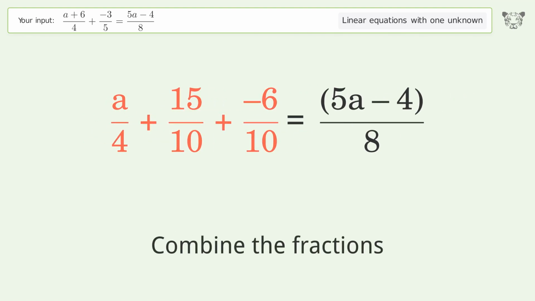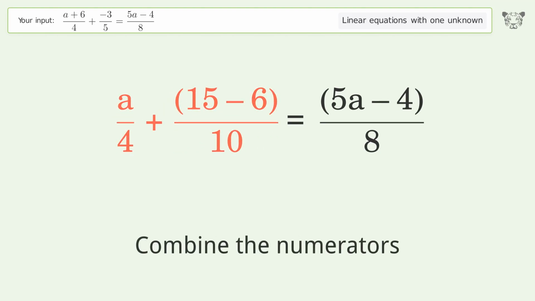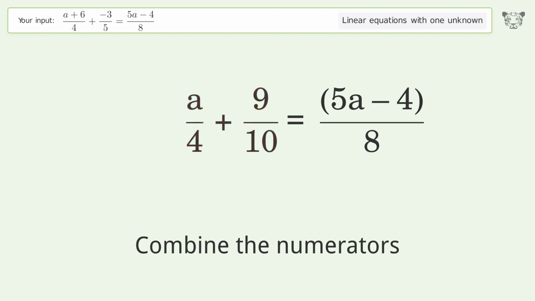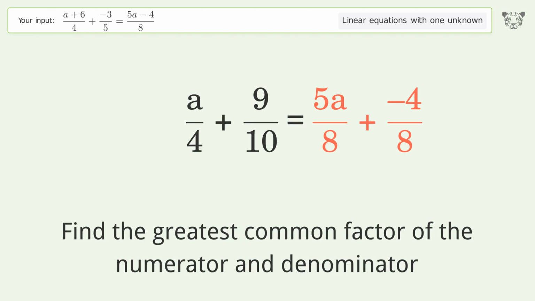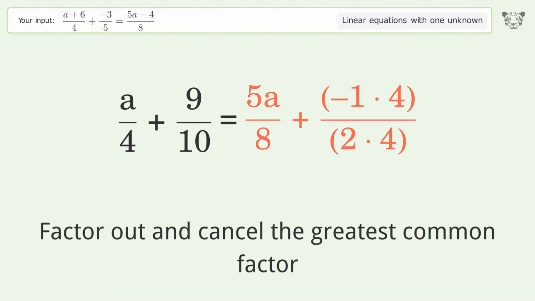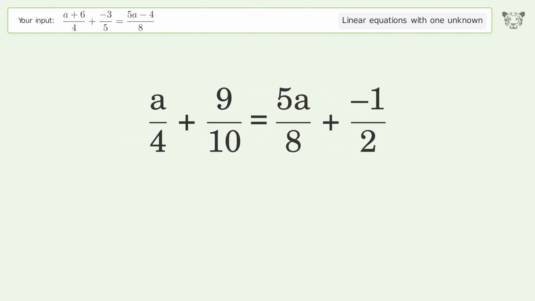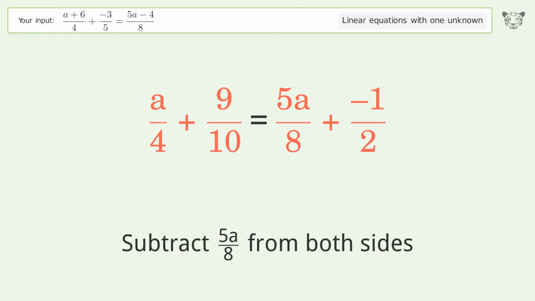Combine the fractions. Combine the numerators. Break up the fraction. Find the greatest common factor of the numerator and denominator. Factor out and cancel the greatest common factor. Group all m terms on the left side of the equation. Subtract 5a over 8 from both sides.